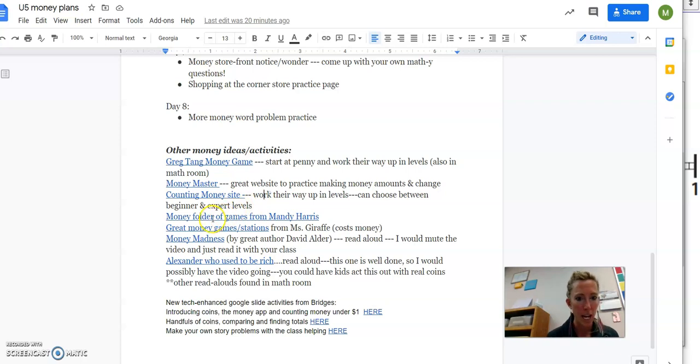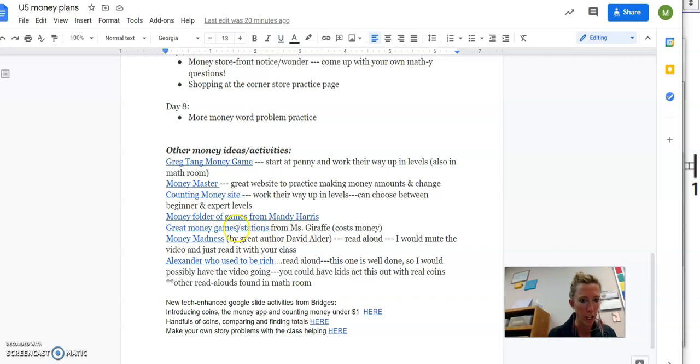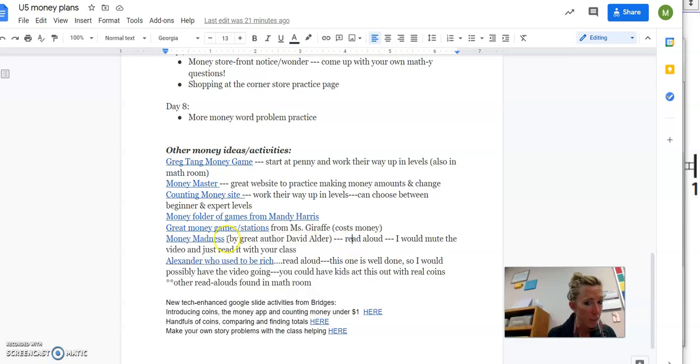And then we have money games from Mandy Harris 2 years ago. She shared this out 2 or 3 years ago. You can look through here and see some games that she shared that maybe you want to try in your class. I found these games from Miss Giraffe. I've used some of her stuff before, and some of them looked really cool in there if you're looking for other ideas. And then I just have some read alouds, Money Madness.